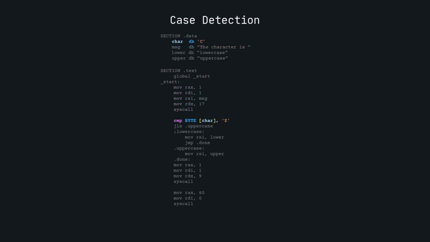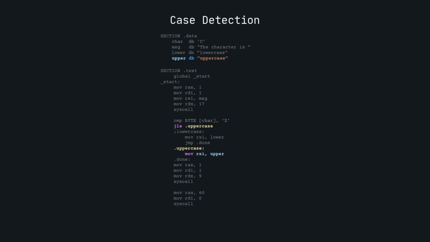We compare the value of the character to uppercase Z. Uppercase letters have a smaller value in ASCII than lowercase, so we know the character is uppercase if it is less than or equal to uppercase Z. Note that we are assuming that the character is a letter in the alphabet. Also note that we must specify the size of the value in memory. In this case, it is a byte because characters are represented by bytes.